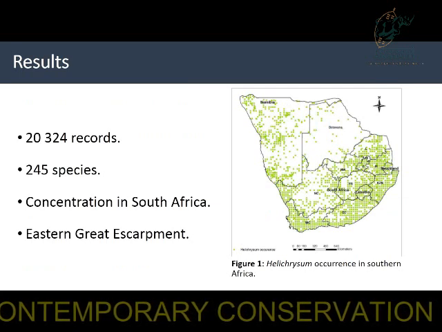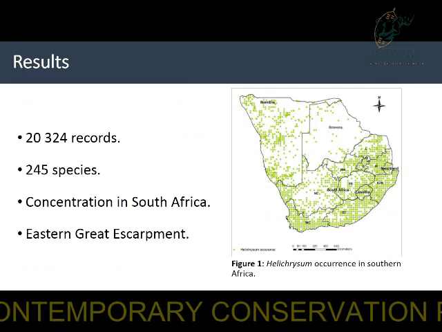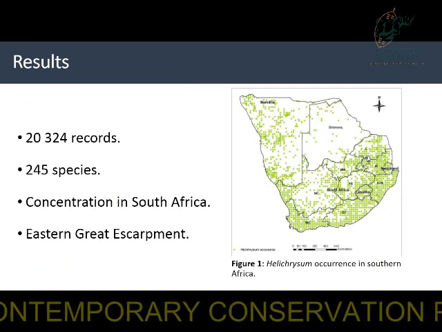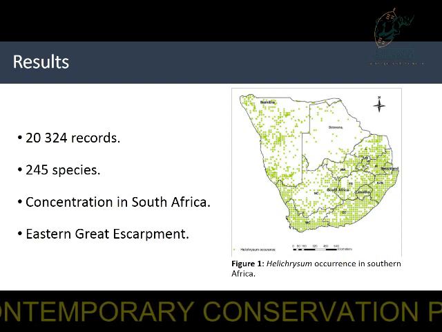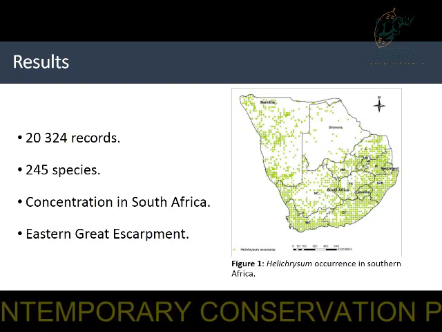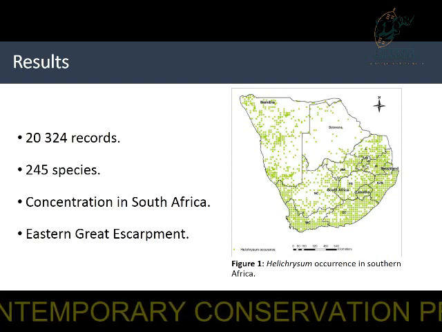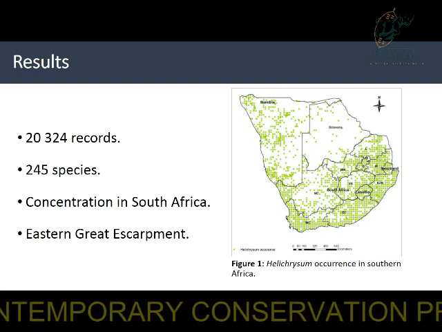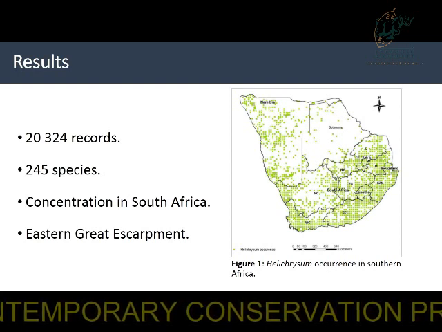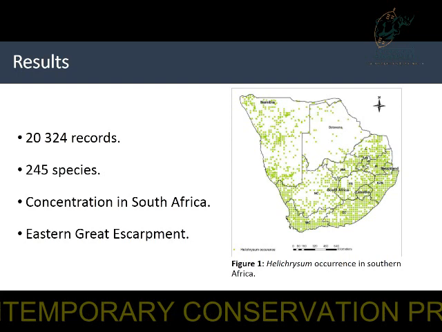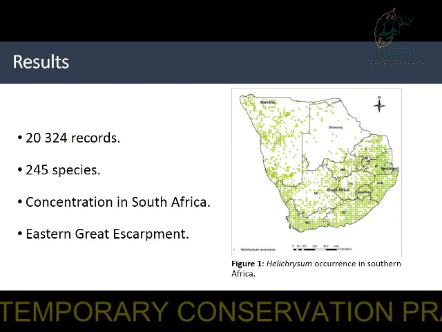And for the results, all the data collected comprised 20,324 records representing 245 species, and Helichrysum occurrence was found to be mainly concentrated in South Africa, with concentration along the eastern Great Escarpment, as well as in Namibia on the west side of Namibia.